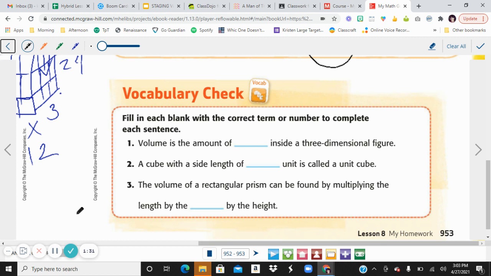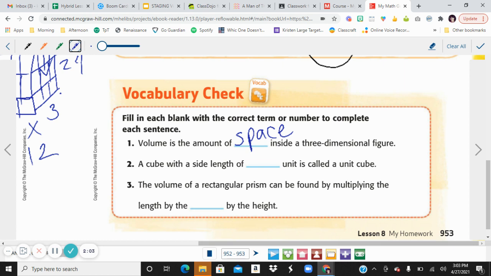Okay, let's do this vocab check. Fill in each blank with the correct term or number to complete the sentence. Volume is the amount of space inside. Oh, let's fix that. Got rid of everything except the one I wanted it to. Okay, let's try that again. Volume is the amount of space inside a three-dimensional figure.